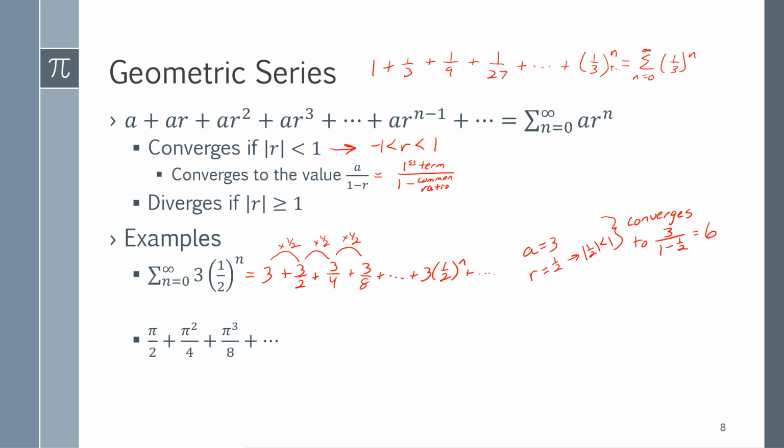Then, if I look at the second one, what it looks like I'm doing is pi over 2 to the n, because this is times pi over 2, this is times pi over 2. So my first term is pi over 2. My common ratio is pi over 2. However, pi over 2 is 3.14, etc., divided by 2, which is bigger than 1. So my absolute value of r is greater than 1, so this diverges.